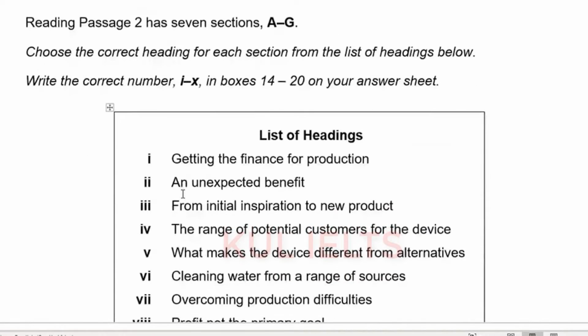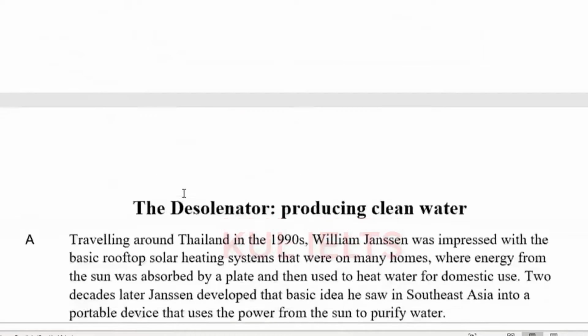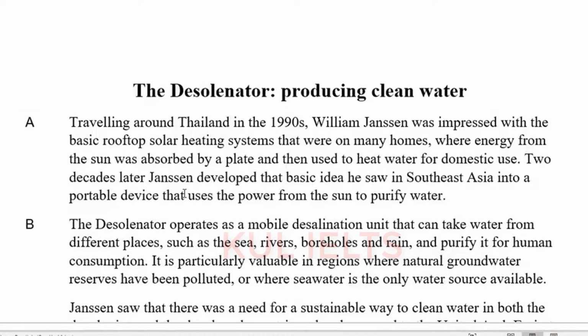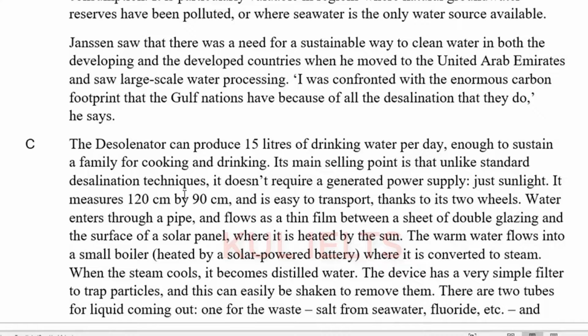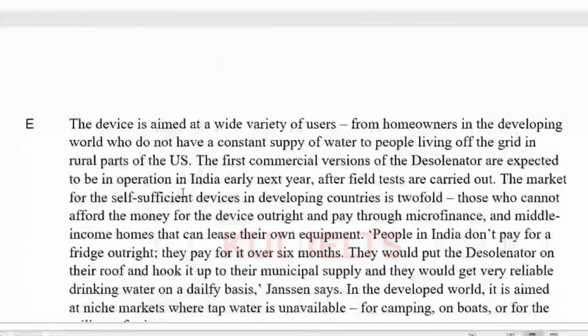Okay, and on to passage 2, and we can see we've got matching headings. I think in Cambridge 14 they didn't have matching headings, and somebody said to me, does that mean that they've stopped matching headings? So definitely not. Just because they don't have a question type in one of the books doesn't mean that they've stopped it. What else have we got?